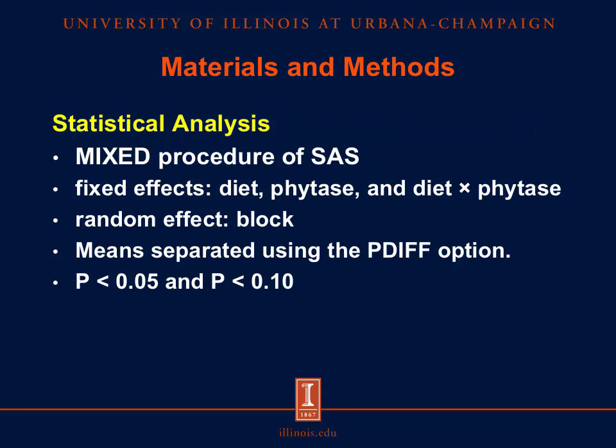Data were analyzed following a factorial experiment using the mixed procedure of SAS with pigs as the experimental unit. The model included diet, phytase, and interaction of diet and phytase as fixed effects and blocks as a random effect. Least square means were calculated for each independent variable, and means were separated using the PDIFF option. Level of significance and tendencies were set at p less than 0.05 and p less than 0.10, respectively, for all statistical tests.